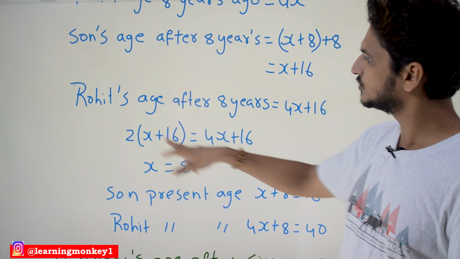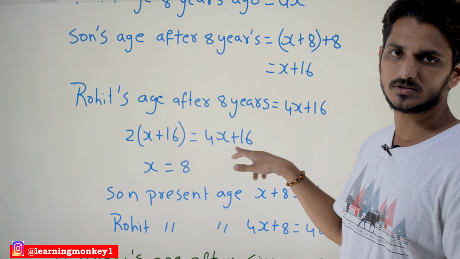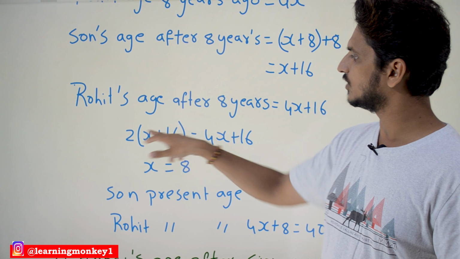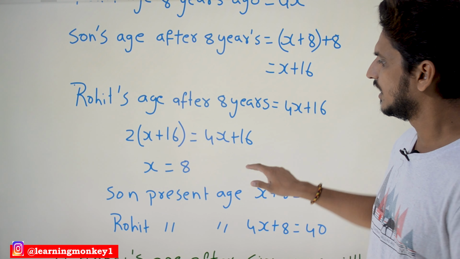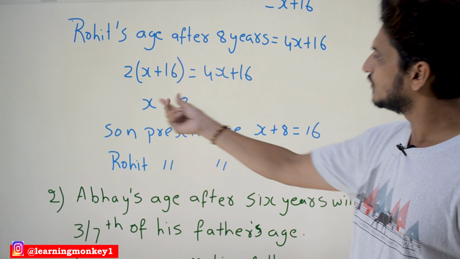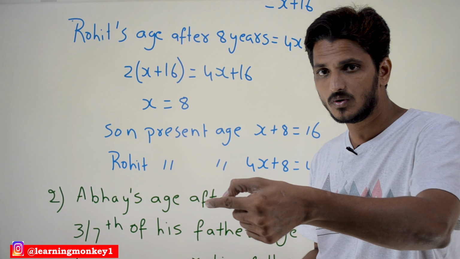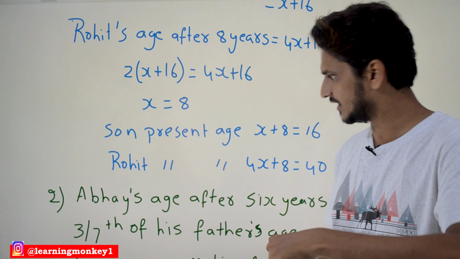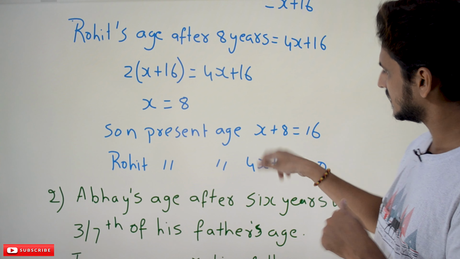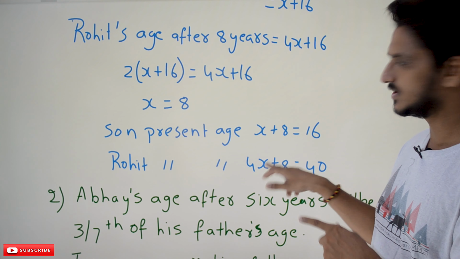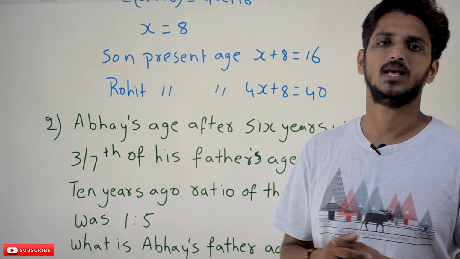From the above statements, 2 times the son's age is equal to Rohit's age. So 4x plus 16 is equal to 2 multiplied by x plus 16, which gives x equal to 8. If you got x equal to 8, this is the son's age 8 years ago. We need the son's present age, which is x plus 8, which is 16. For Rohit, the present age is 4x plus 8, which is 40. So their ages are 16 and 40.